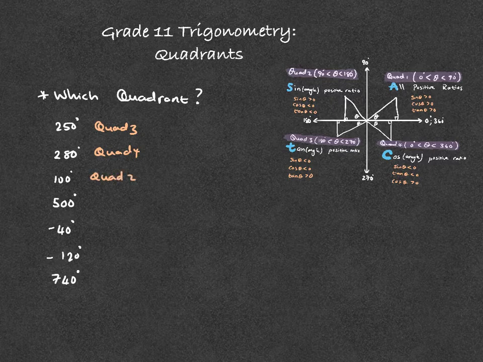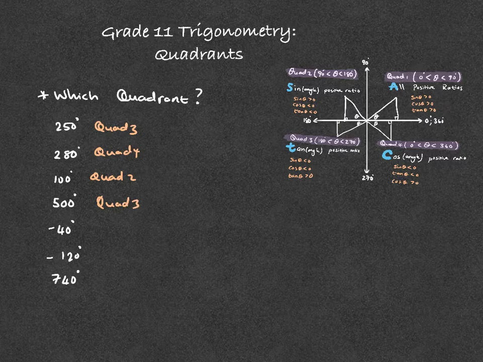And then 500, that's an interesting one. So 90, 180, 270, 360, it went around once. 360 plus 90 is equal to 450, and 500 is bigger than 450, so it's another 50 degrees there. So in other words, it will be in quadrant 2, right?